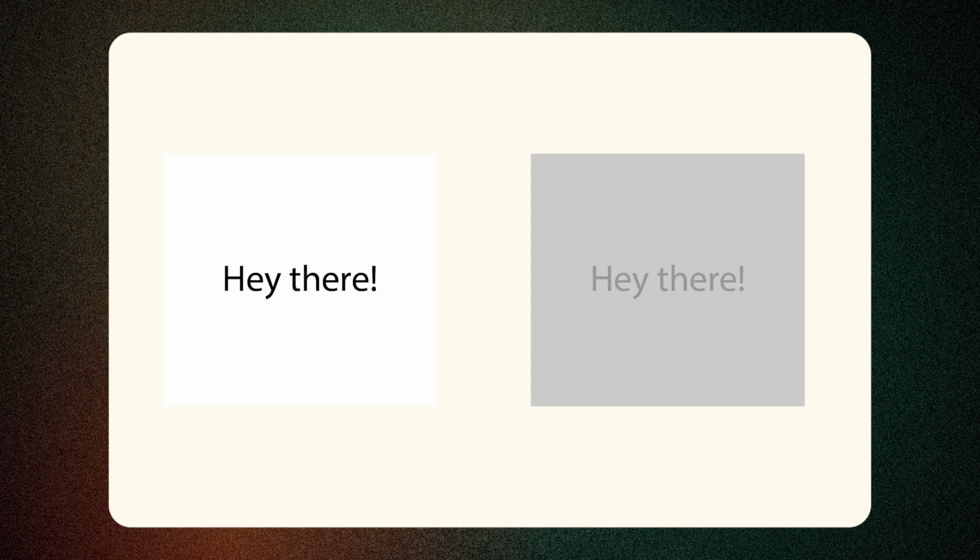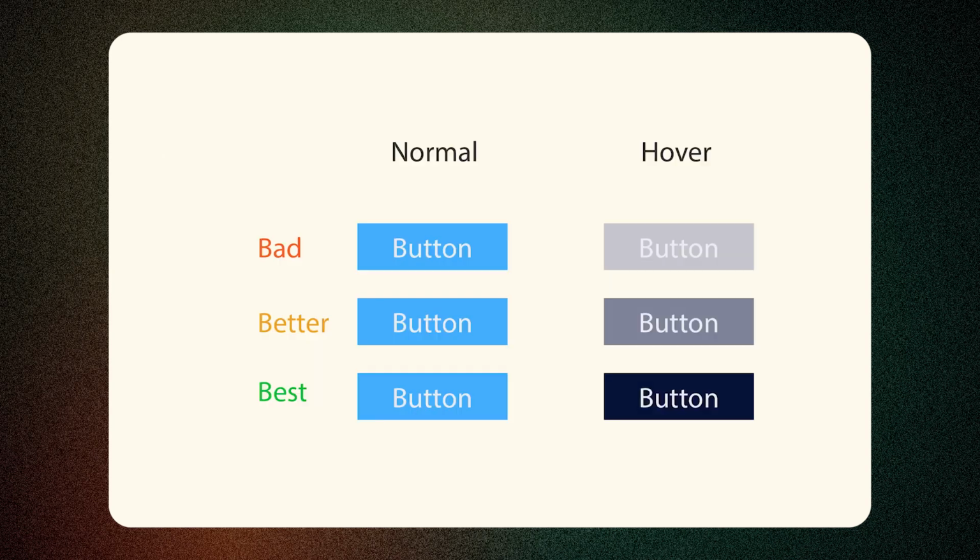Contrast is the difference between two or more elements in a design, making them stand out from each other. It's a fundamental principle that enhances visibility, creates emphasis, and guides users' attention throughout your design. It enhances readability. High contrast between text and background is essential for readability. For example, black text on a white background is much easier to read than gray text on a light gray background.